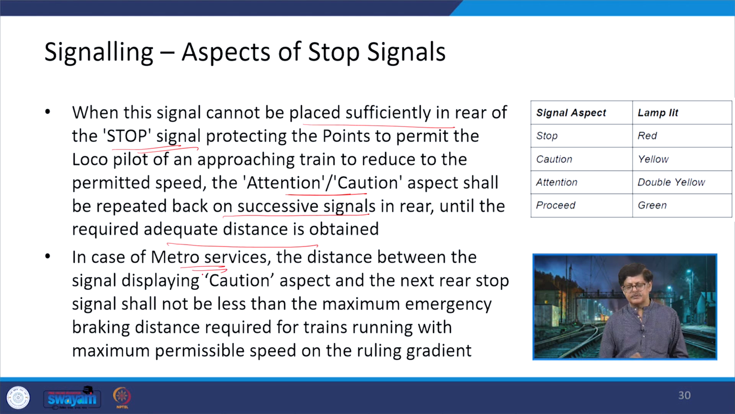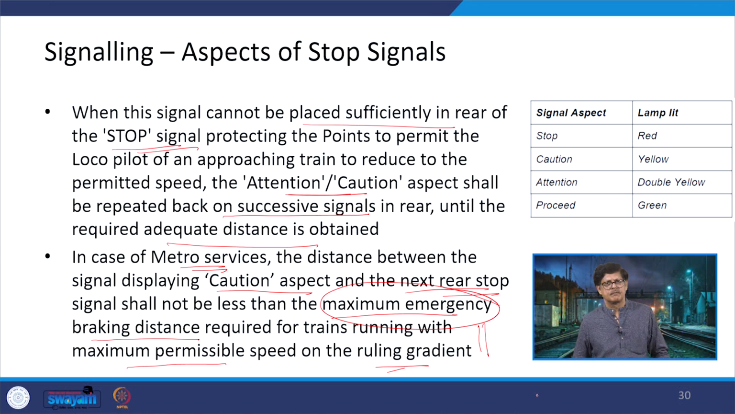In case of the metro services, the distance between the signal displaying caution aspect and the next rear stop signal shall not be less than the maximum emergency braking distance required for the trains which are running at the maximum permissible speed on the ruling gradient. So, the trains are moving at a maximum permissible speed and the ruling gradient has been provided for this condition. What is this maximum emergency braking distance? This maximum emergency braking distance may be something around 6 kilometers at that maximum permissible speed. So, that has to be ensured.